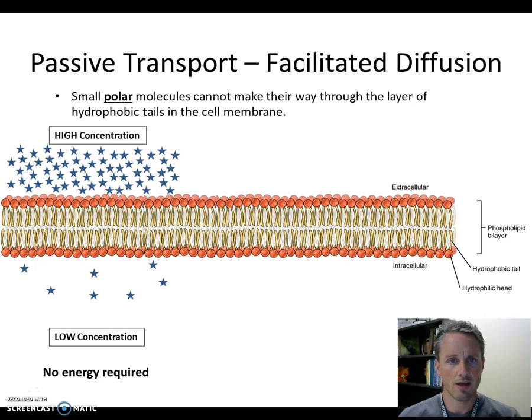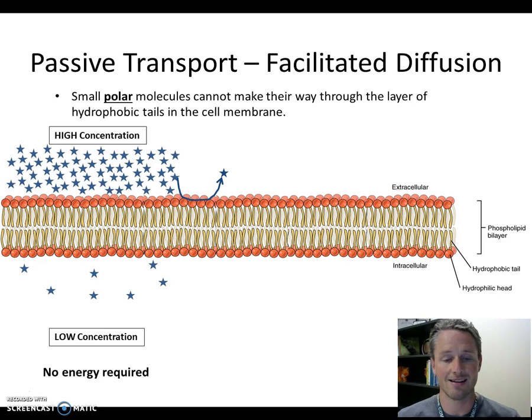So facilitated diffusion in some cases happens because the molecule that's moving is polar. So the thing about polar molecules is that they can't make their way through this layer of hydrophobic tails in the cell membrane. So remember that middle part of the cell membrane, the middle part of this sandwich, is all hydrophobic fatty acid tails. And hydrophobic things do not like to interact with polar things, and vice versa. So if one of these stars is polar, it's charged, and it tries to move through the membrane, it just bounces right off, because again, it can't get through these fatty acid tails. So in order to get one of these polar molecules through the membrane, we're going to have to provide some help.